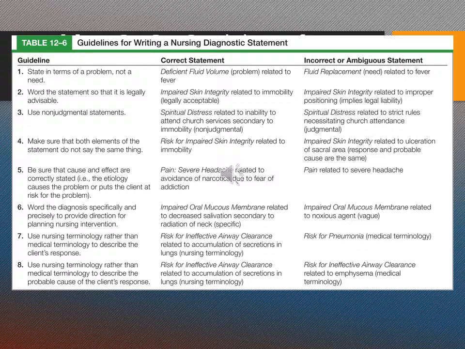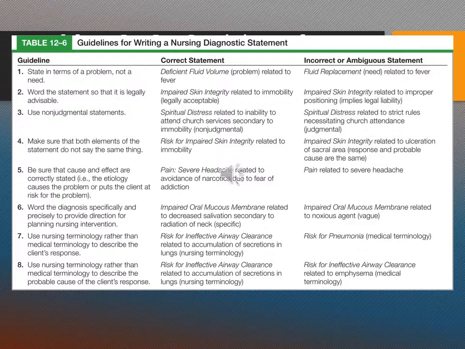We use non-judgmental statements. Spiritual distress related to inability to attend church services secondary to immobility, that's very non-judgmental. But if we said spiritual distress related to strict rules necessitating church attendance, we're putting a judgment on that.